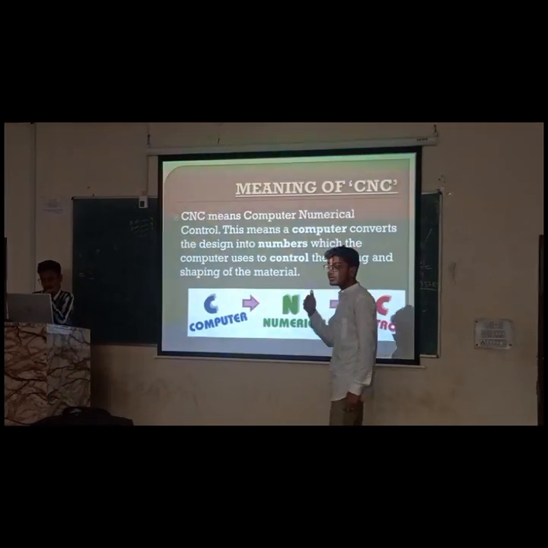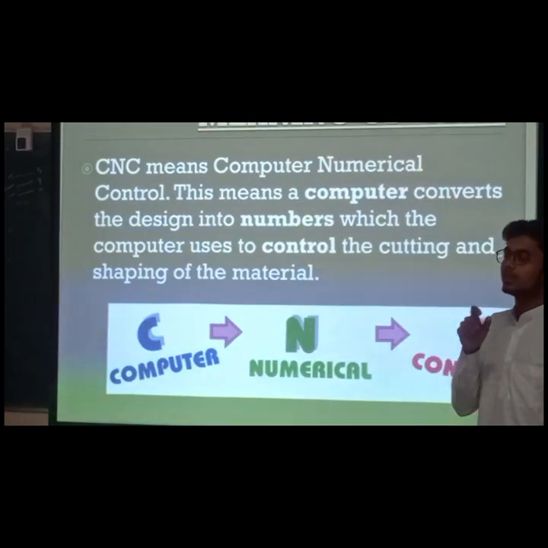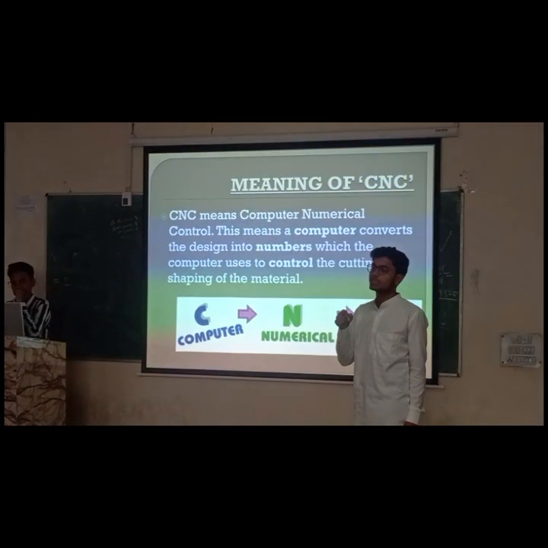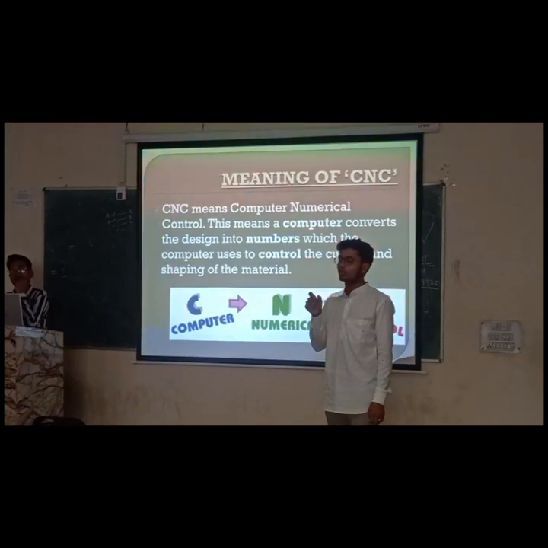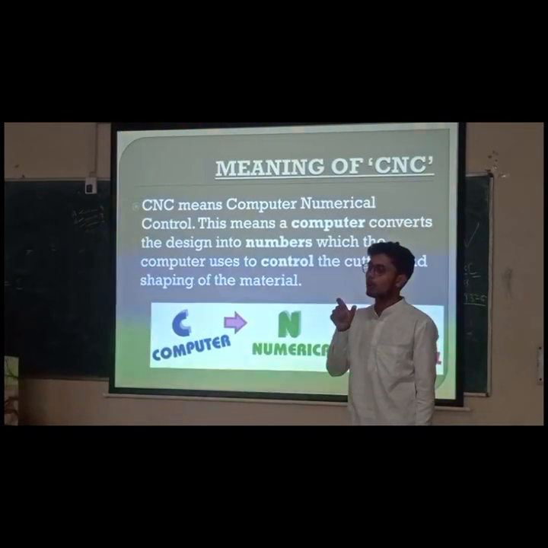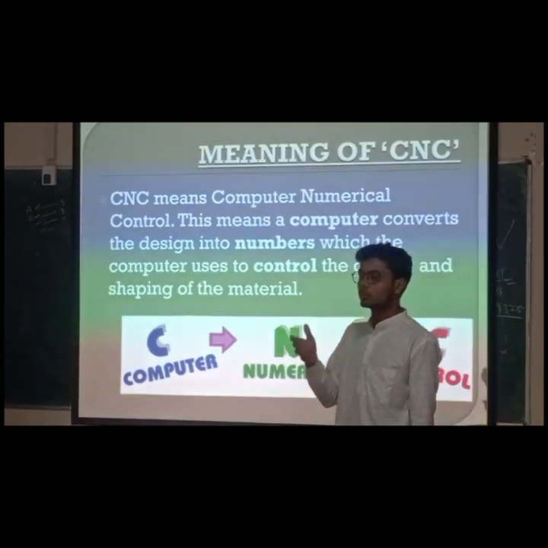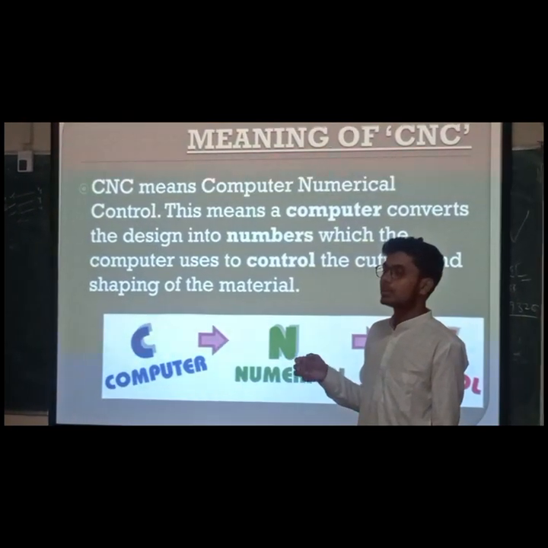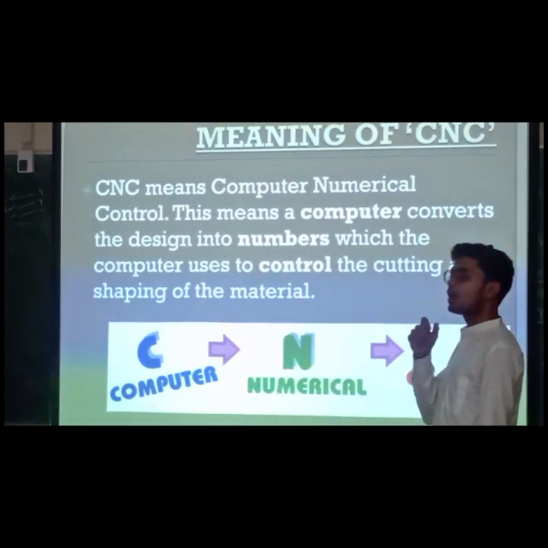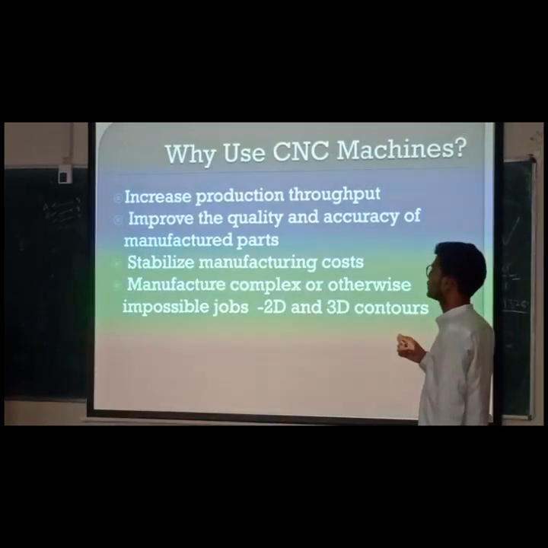So the meaning of CNC lathe machine: CNC, computer numerical control. When we make a code on a computer, that is where the term computer comes from. Next is numerical. Numerical refers to the code. When we write a G code on our laptop, that is where the term numerical comes from. And next is control. When we put that code on the CNC lathe machine, it works on its code. So the term control comes from that side. So CNC is computer numerical control.